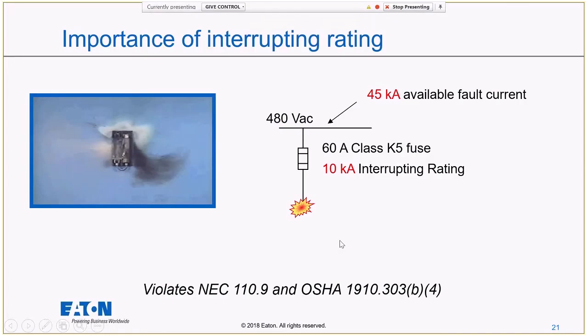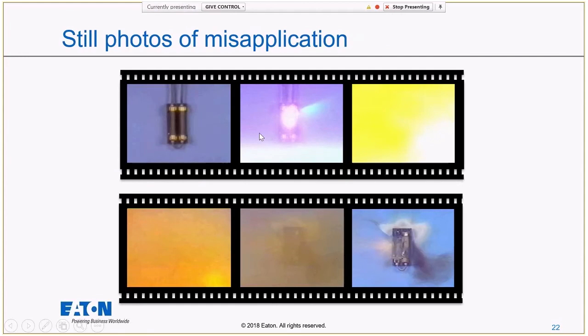So you can see that one interrupted the fault again, but again, not a safe interruption of the fault. In the still photos here, you can see that hot spot forming, and then just way too much energy. It can't handle it, and we get another big kaboom.